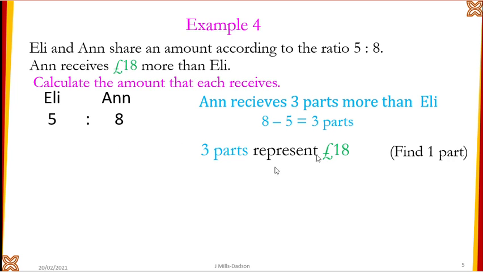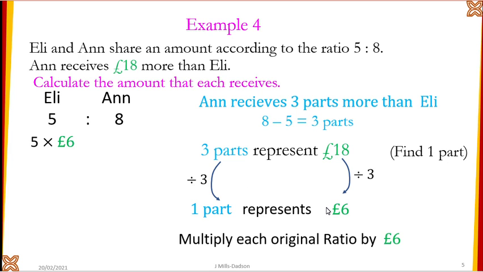So if 3 parts is 18, let's work out 1 part. You divide it by 3, do the same to the other side. Divide by 3. So you can see that 1 part represents £6. Once you know 1 part, it's easier to work out any other part. So we need to multiply each of the ratio by 1 part, which equals 6. So Ellie is 5 times 6, and Anne is 8 times 6, and it's £30 for Ellie, £48 for Anne. And you will see that the gap between 30 and 48 is what? £18. That's what the question gave us from the beginning.